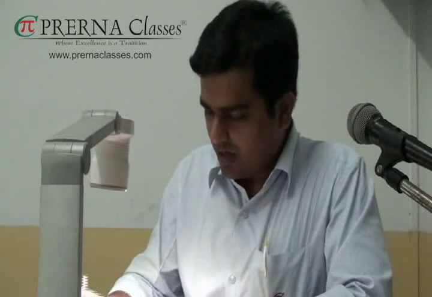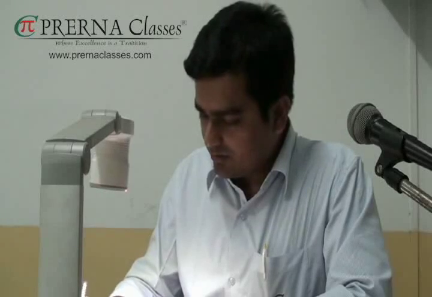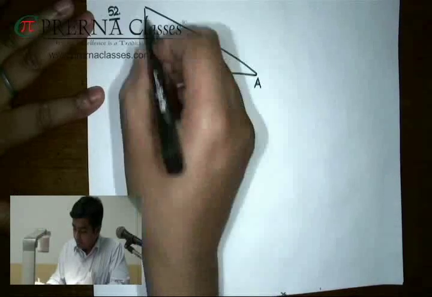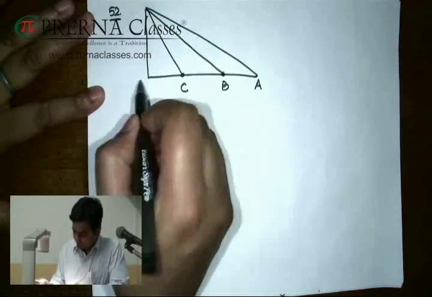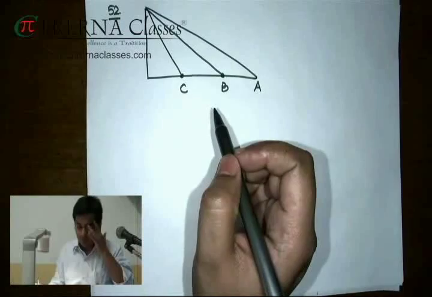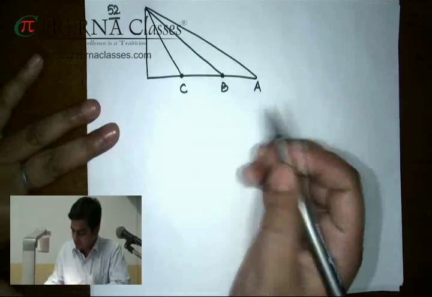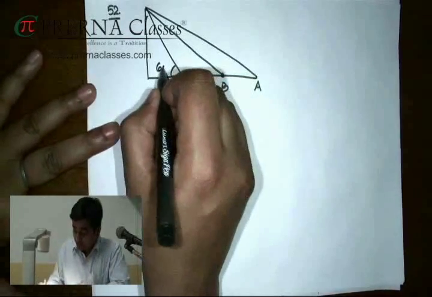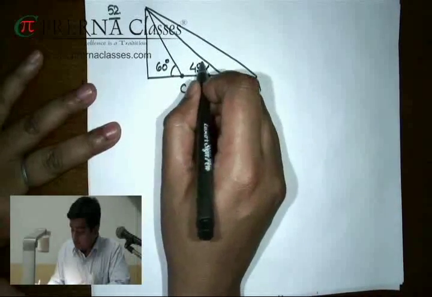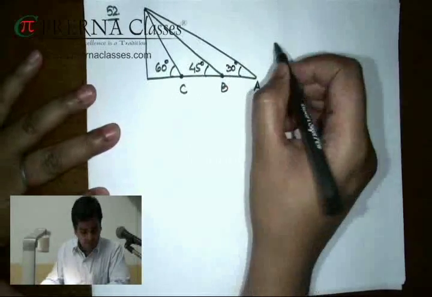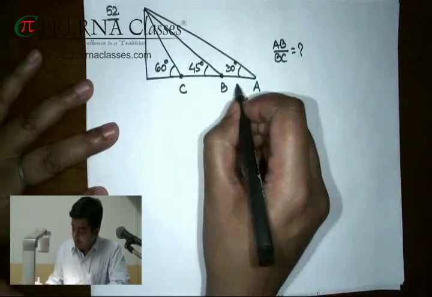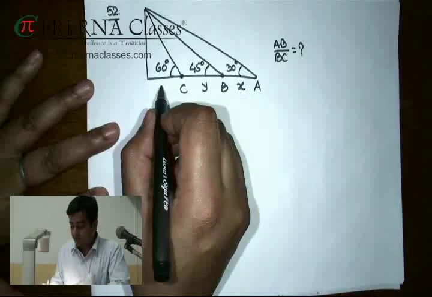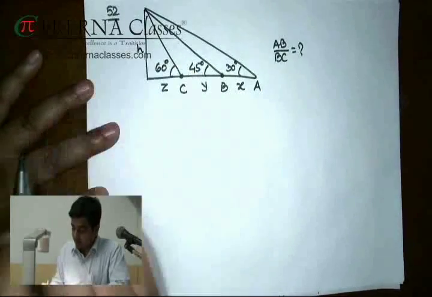Okay, and the next problem was related with height and distance. We have 3 collinear points with different angle of elevations, and there you have to find out AB is to BC ratio. You can check, this angle is 60, this one is 45, this one is 30, and we are interested in AB is to BC value. Suppose if I were to consider that as x, this length as y, this length as z, and this height as h.